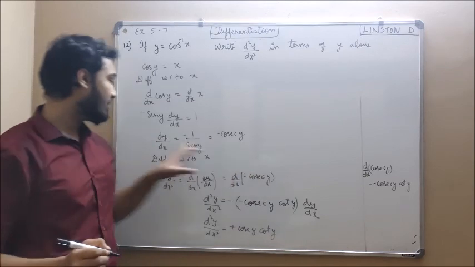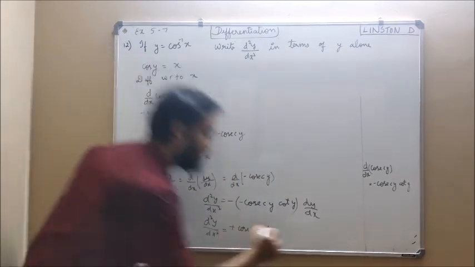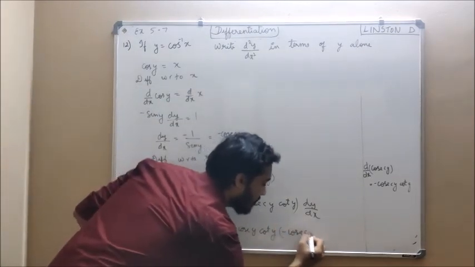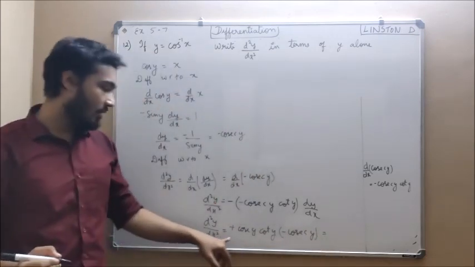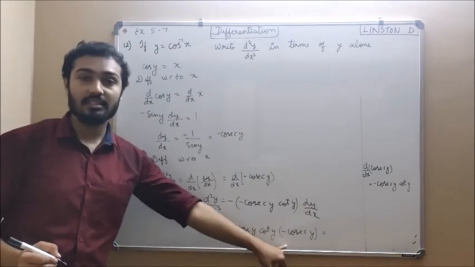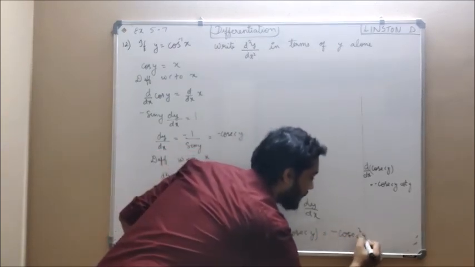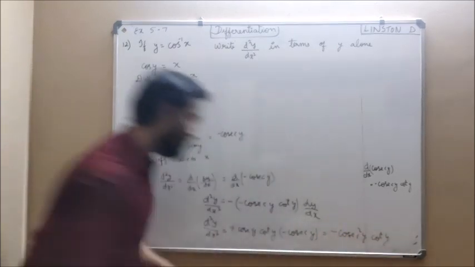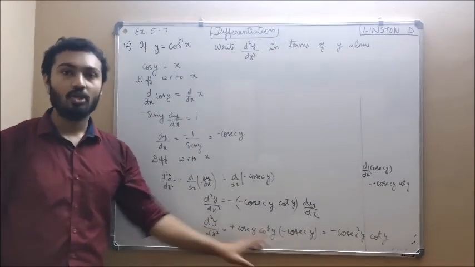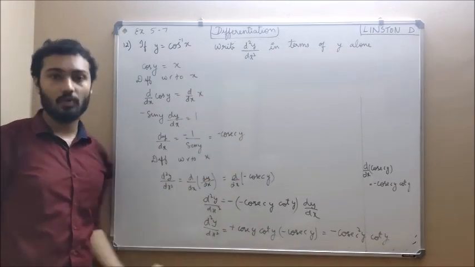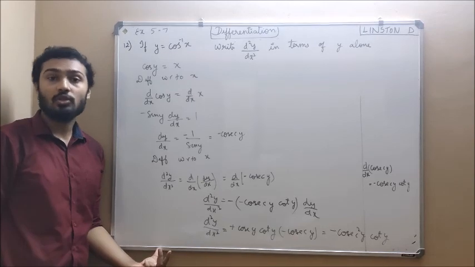What is dy by dx? dy by dx is here minus cosec y. So it is cosec y cot y into minus cosec y. Minus into plus is minus. So it is minus cosec square y cot y. So this is the answer. This is what we wanted. Pause the video and take note.